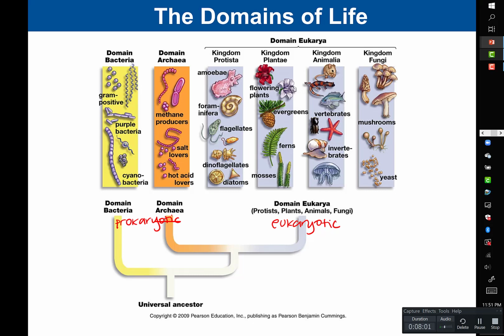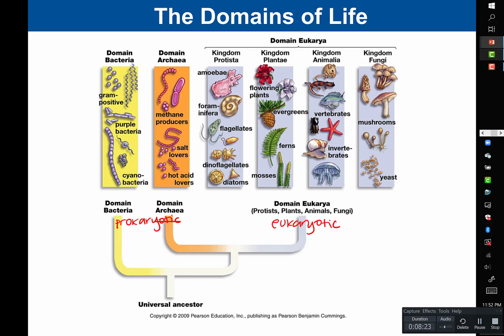Kingdom Animalia, animals. You can probably list an infinite number of animals. We have mice, lizard, fish, sea star, snail, humans, jellyfish, right? The list goes on and on. So there are lots of examples that you can probably think of for Kingdom Animalia.